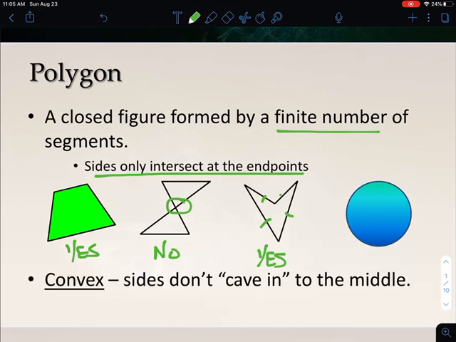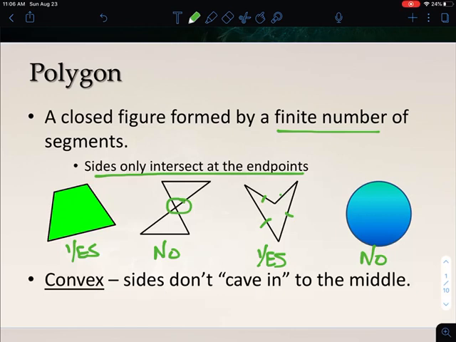The last figure you should all be familiar with is a circle. Now, if we think about what's happening here, there are no sides to a circle. So when we look at the definition of polygon, if it doesn't have a finite or countable number of sides, it cannot be considered a polygon. So a circle is in a different classification of its own.